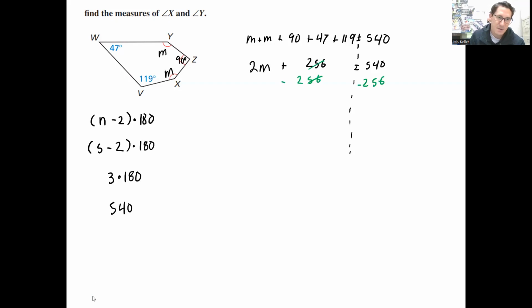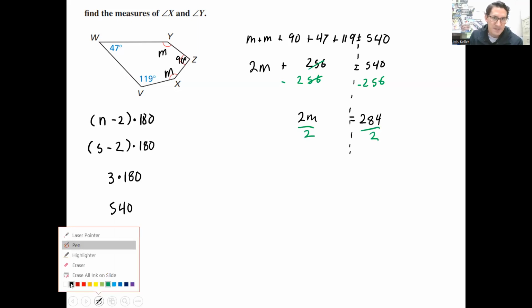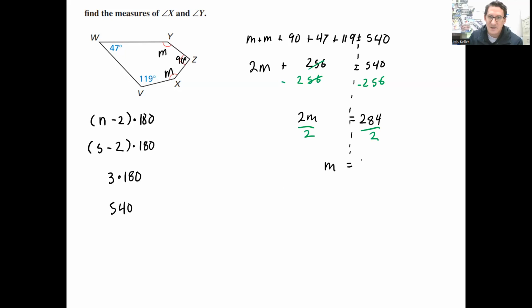That cancels out. I have 2m left over. 540 minus 256 is 284. And then last step, divide both sides by 2. So m, in this case, is 142. The 2's cancel out. That means x and y, since they're the same, are both 142 degrees.